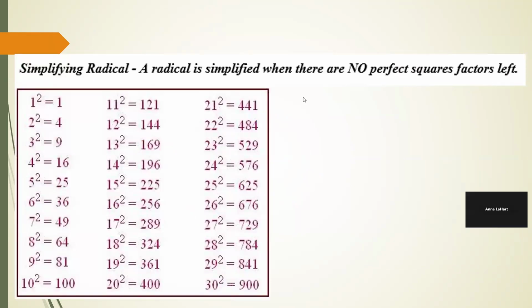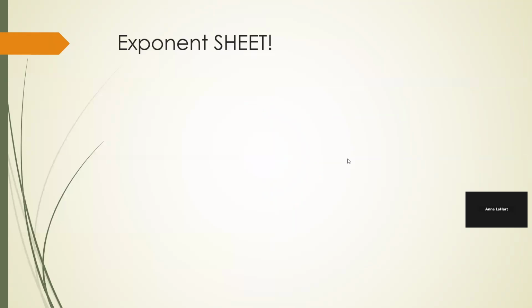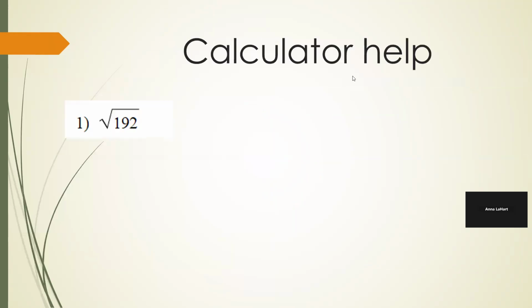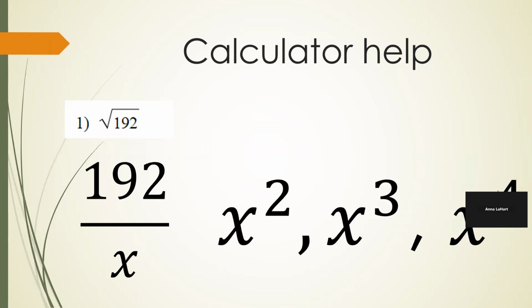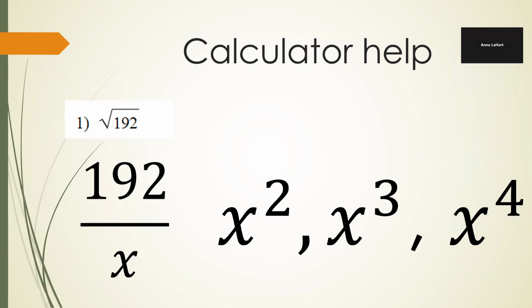A radical is simplified when there are no perfect square factors left. There's your perfect square. How many of you have that exponent sheet? I would definitely get that out. The bottom is going to help you. Calculator help, you don't have this on your packet, but if you struggle with looking for factors, graph it in your graphing calculator, 192 divided by x, that'll list your factors for you. And when we get into cubes, because you can't take your exponent sheet with you, you can type in x squared, generate all of the squares, generate all the cubes, generate all the fourths, whatever. Use your calculator to help you if you struggle with that part.